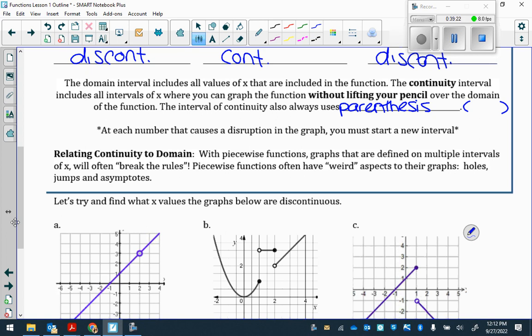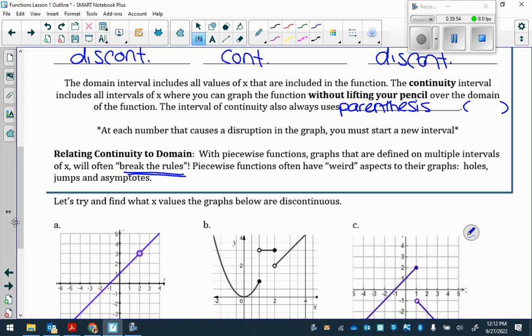The arrows won't. If the arrows are pointing up, that's where it's heading. If the arrows are pointing up, that's where it's going. Great question. So at each number that causes a disruption, meaning you're lifting up your pencil, you must start a new interval. That's where the U comes in. So there's a difference. We're relating continuity to domain. With piecewise functions, which are these guys here, graphs that are defined on multiple intervals of x will often break the rules.